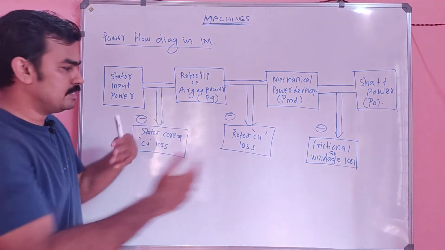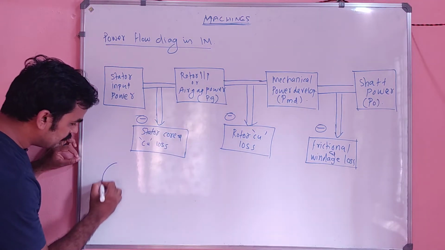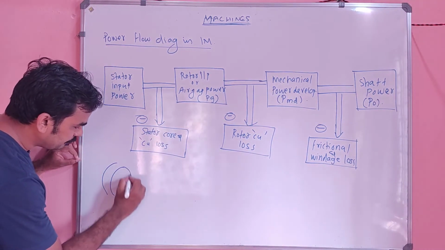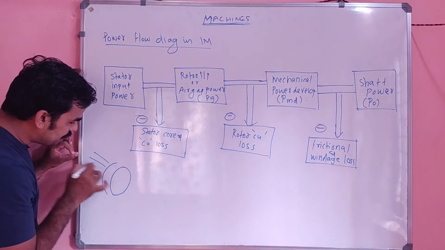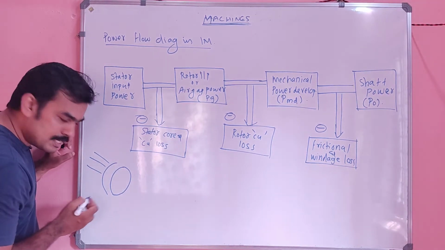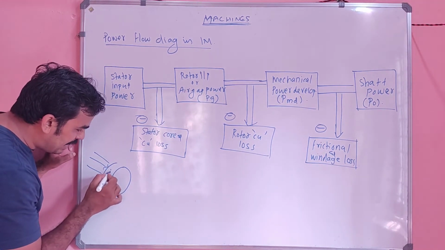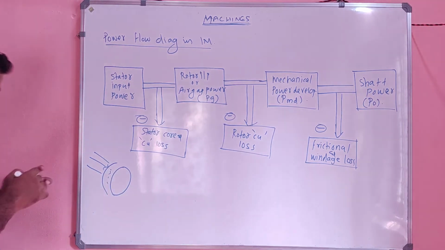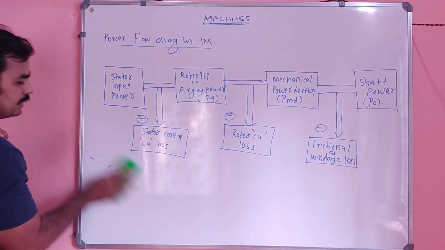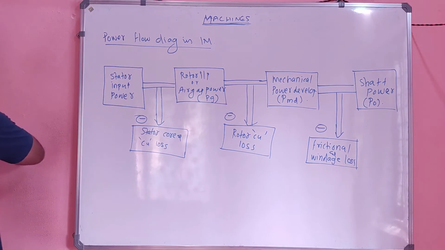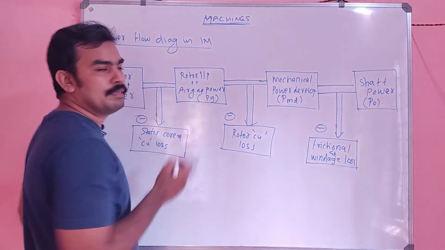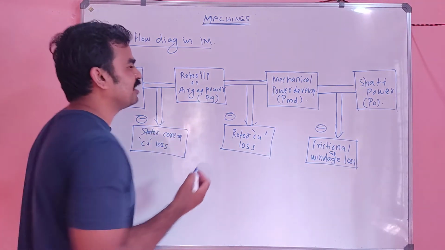That means on the stator side you gave a power, there are some losses in the stator side, and after that there will be some power available at the air gap. That is nothing but the rotor input power, correct? See, this is stator and this is rotor. We gave some supply to the stator, there are some losses, and the remaining power will be available here. That is the rotor input power, or simply the air gap power. That is PG. PG is nothing but air gap power.